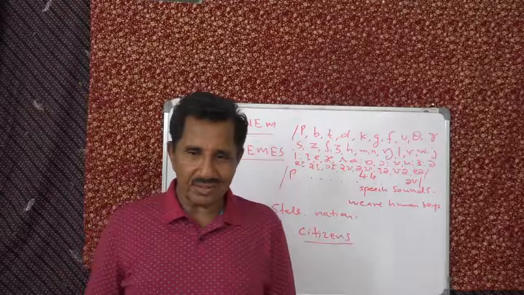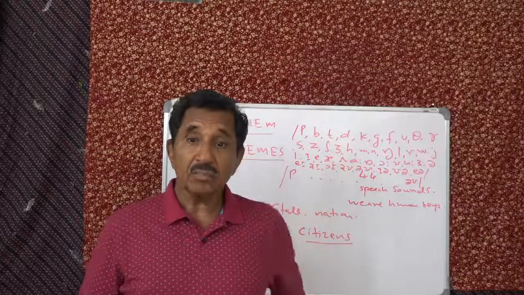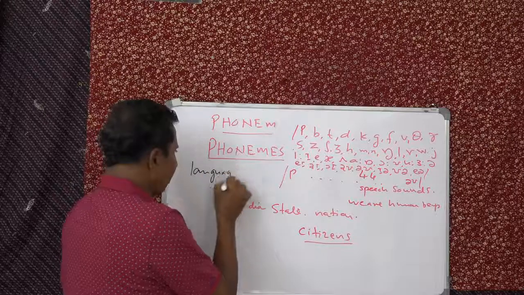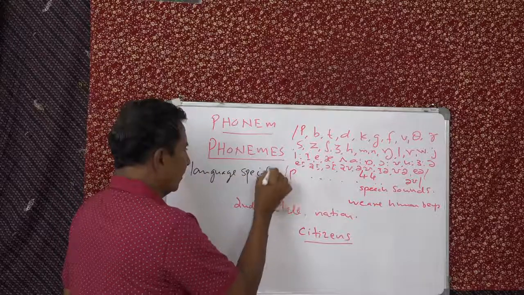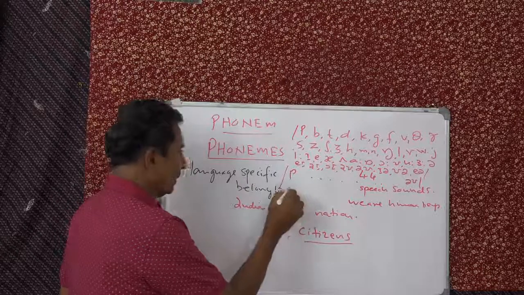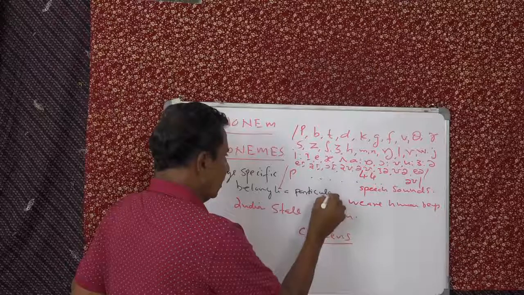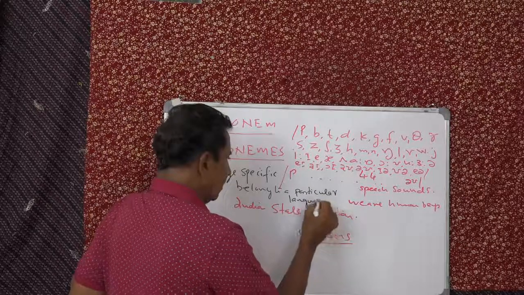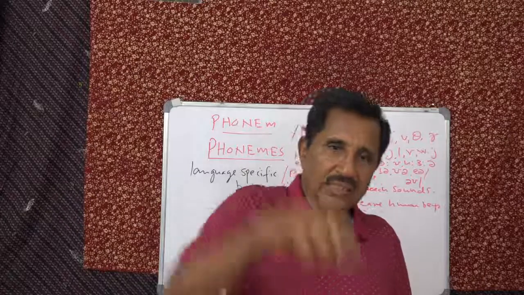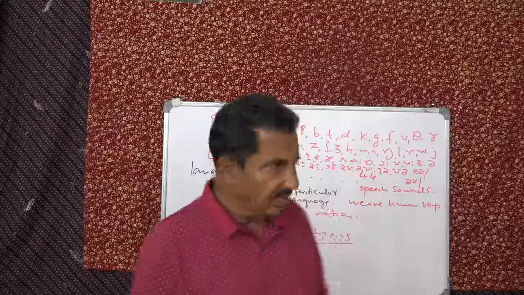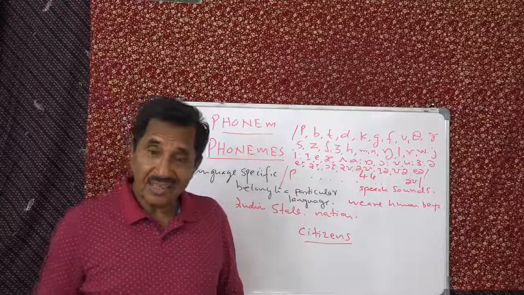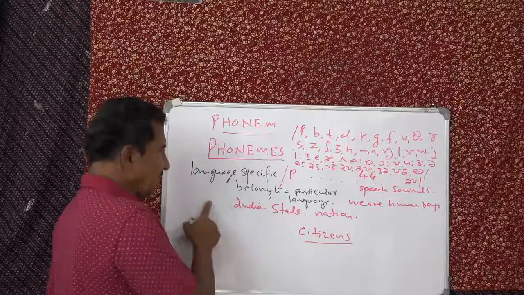There is another expression for that: phonemes are language specific. That means phonemes belong to a particular language. Phonemes are speech sounds, just as we are human beings. But when we belong to a country, we are called the citizens of the country. Like that, when the speech sounds belong to a particular language, these speech sounds are called phonemes, or we say language specific.